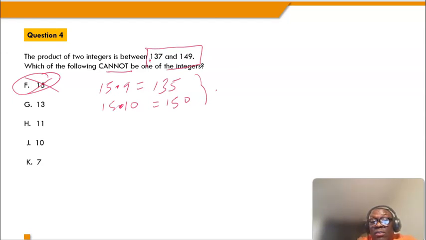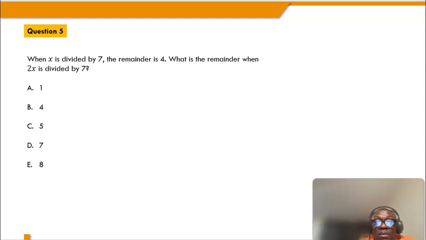If you want to check the others, we know 13 times 11, that's 143. And 10 times 14 could be 140. And 7 times 20 could be 140. So therefore 15 is the correct answer there.